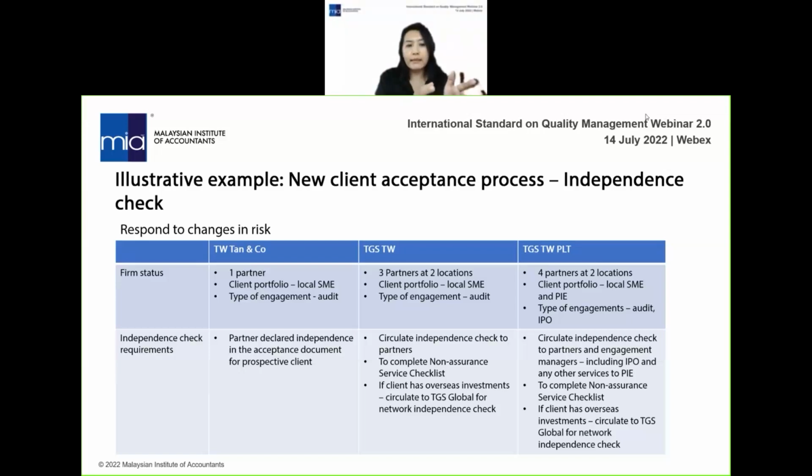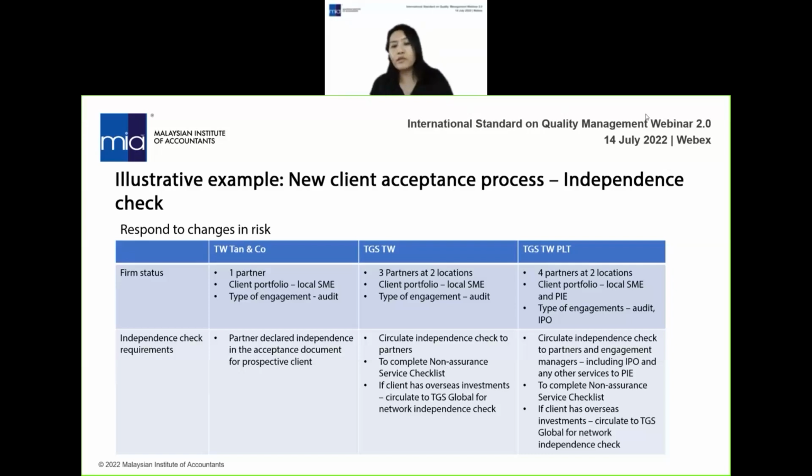When we were TW Tan, our portfolio was only local SME companies. The type of engagement was only one thing, which is to do audit. So the independence check is very simple because I only have one partner. The partner's declaration of independence in the acceptance document from the prospective client will be sufficient because he is the only one. He declares that he checked himself, that he is independent, and then he can accept the client. Very straightforward, very simple process.